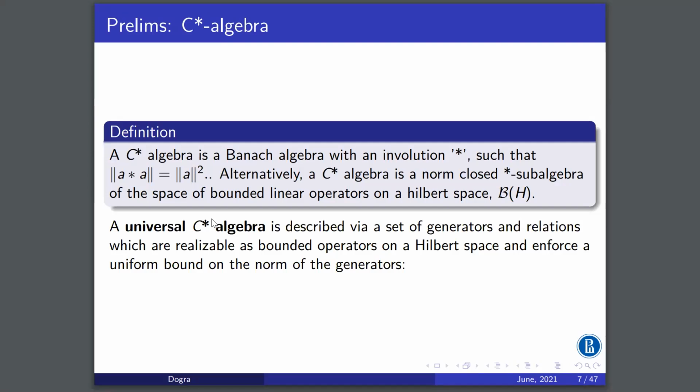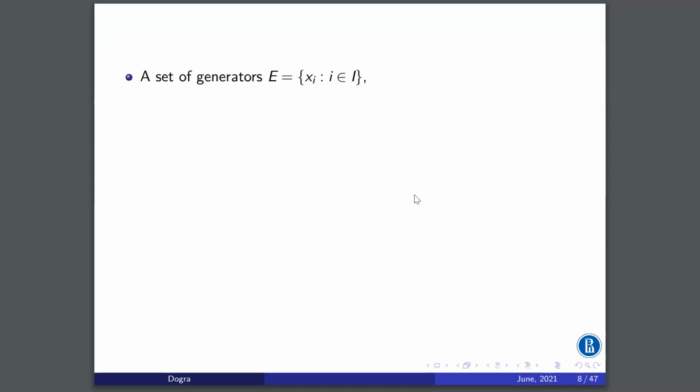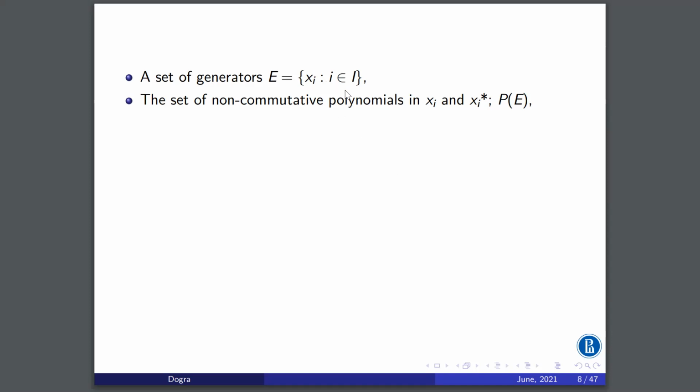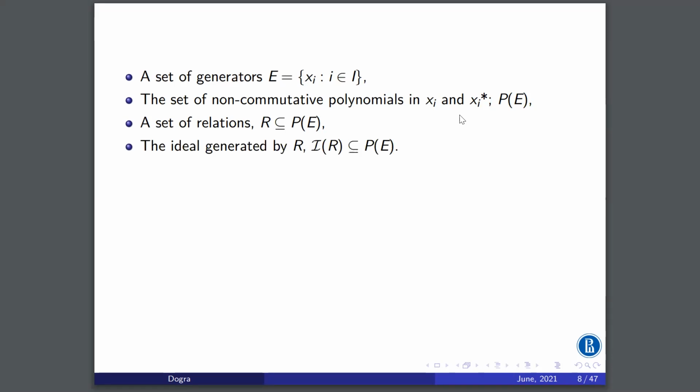Now we want to know what a universal C-star algebra looks like. First of all, it's described by a set of generators and relations. And these can, in some contexts, be realized as bounded operators on a Hilbert space because of this characterization of a C-star algebra. So first of all, we take a set of generators E, and then we consider the set of all non-commutative polynomials in E, and we denote it as P_E. Then we take a subset of this set of polynomials and denote it R. And then we generate an ideal with respect to R.